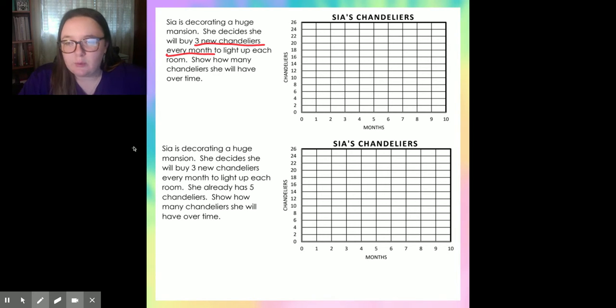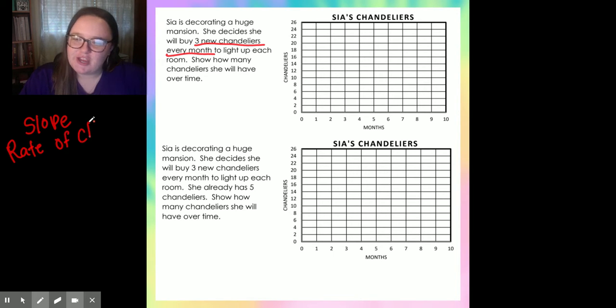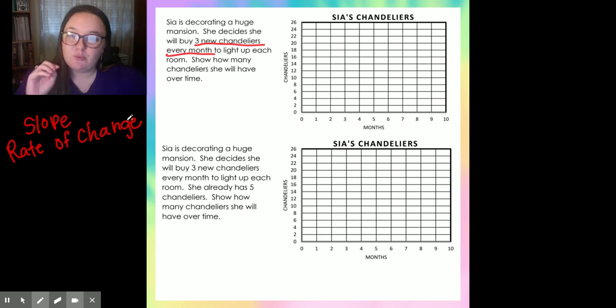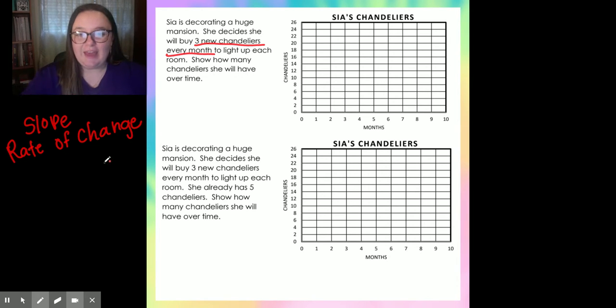I'm going to write some keywords off to the side here. Remember when we were talking about the word slope, and we've been talking about that a whole lot. You've heard slope probably a million times. Slope is the same thing as the rate of change. And I'm bringing this up because we like to talk about slope and just call it slope. However, when I say rate of change, that helps us when we're in word problems like this one.